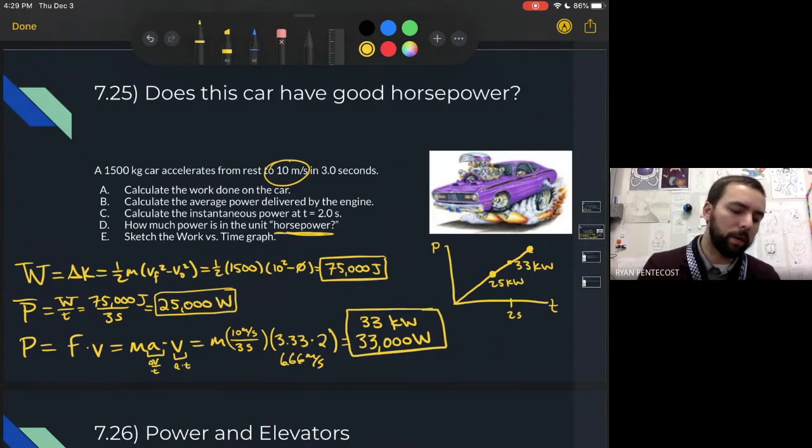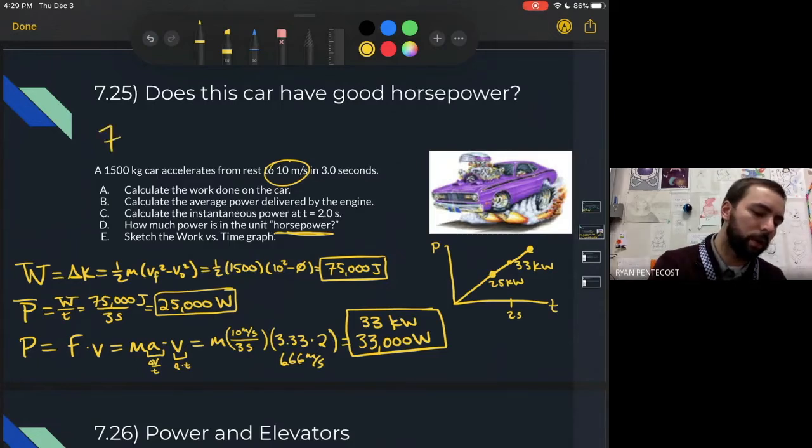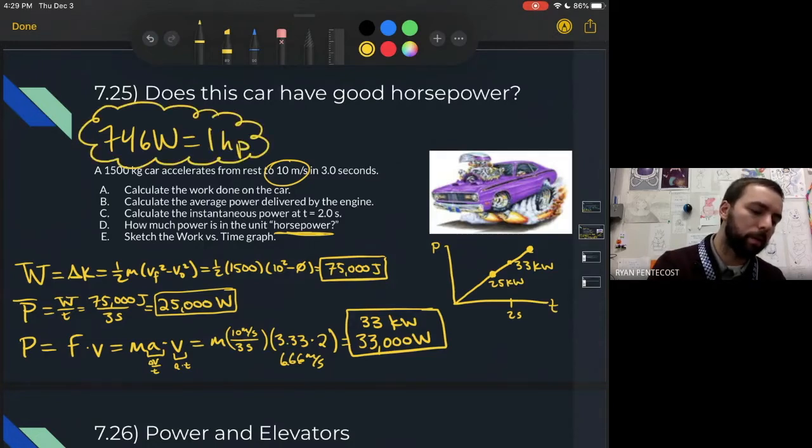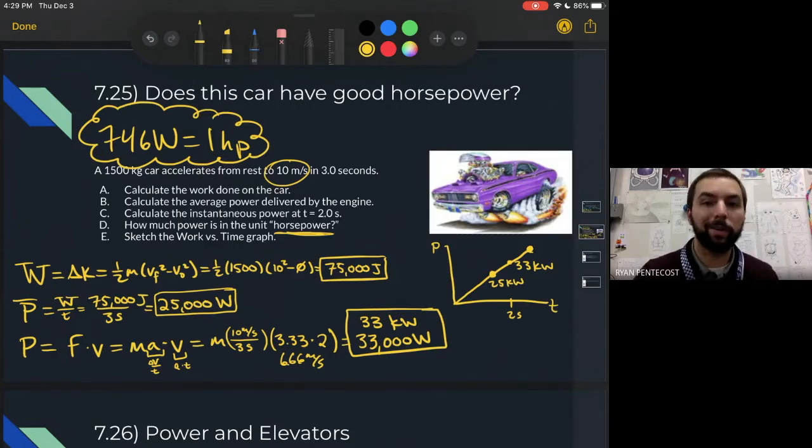So letter D actually asks how much power is in the unit horsepower. 746 watts is in 1 horsepower. If you're going to do power questions and power problems, that's going to be really useful to know. Otherwise, not really useful, because horsepower is only used when describing engines. But watts is used throughout physics for a lot of things. So, 746 watts is 1 horsepower.